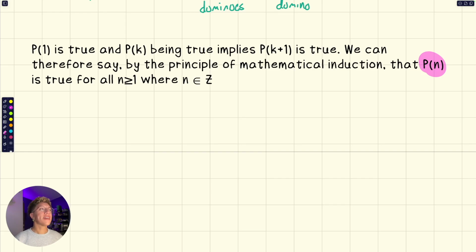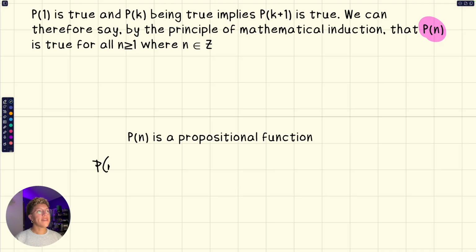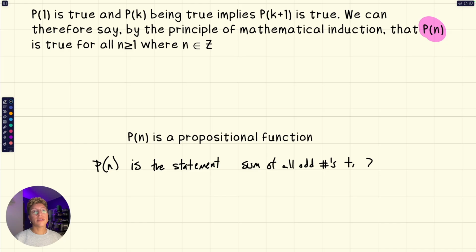Now, we mentioned at the very beginning that we would talk about this P of n notation. So P of n is a propositional function. For instance, P of n is the statement: the sum of all odd numbers up to 2n minus 1 is equal to n squared. So it's a statement, generally for n.